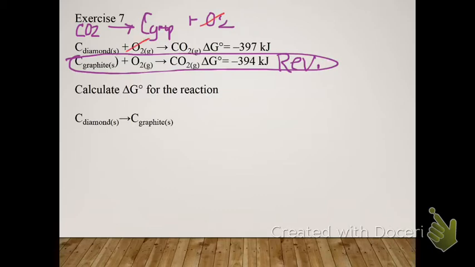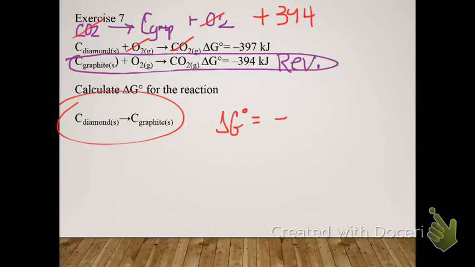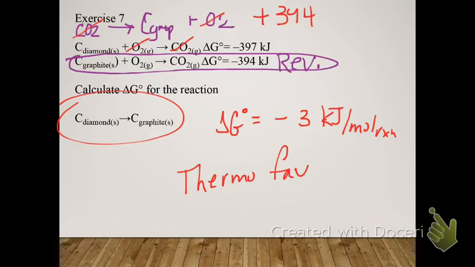Crossing out O2, O2, CO2, CO2, so that I am left with this one down here, and then I have this is a plus 394, so my overall delta G is a negative 3 kilojoules per mole of reaction. So it is in fact thermodynamically favored. However, kinetically, it is so very slow that it seemingly doesn't happen. Because remember, kinetics is rate, thermodynamics is it favored, aka spontaneous. We just don't use that word anymore.